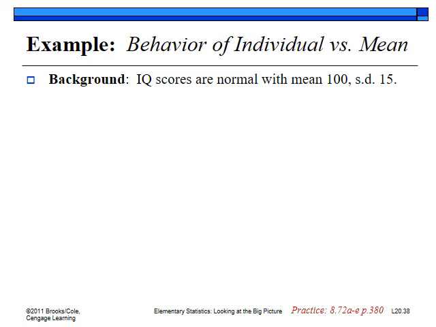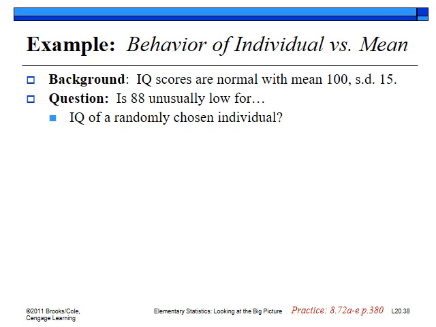So remember, for another example, IQ scores are normal. The mean is 100. The standard deviation is 15. Is 88 an unusually low number for an IQ of a single randomly chosen person? What about for the mean of 9 randomly chosen people?